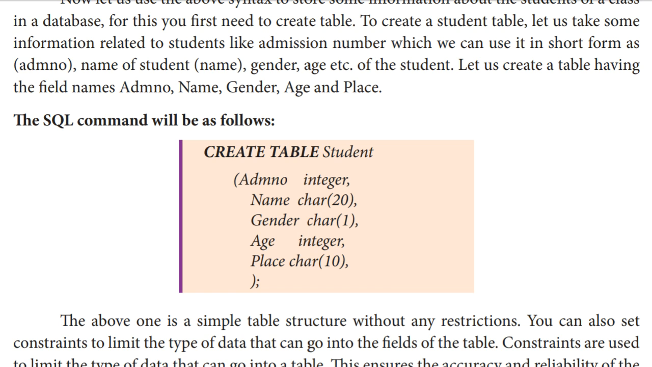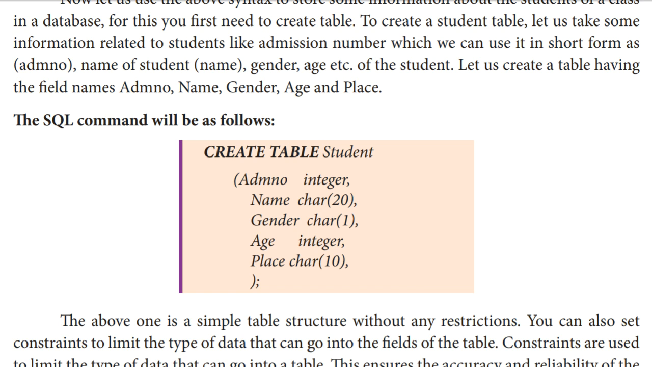Next, student is the table name. Inside this table, we have to open the bracket. Then we have to give admission number. So admission number is the column name. The data type of admission number is integer. So that we have to mention here.